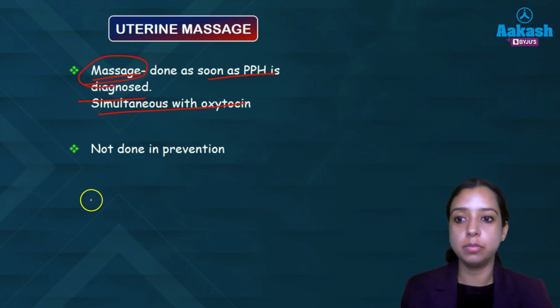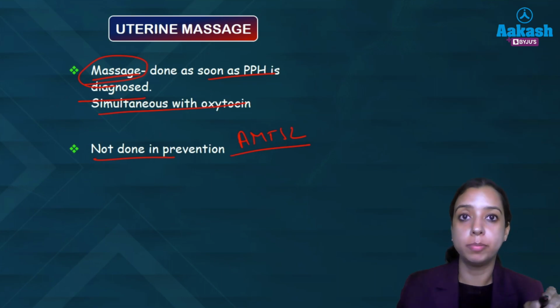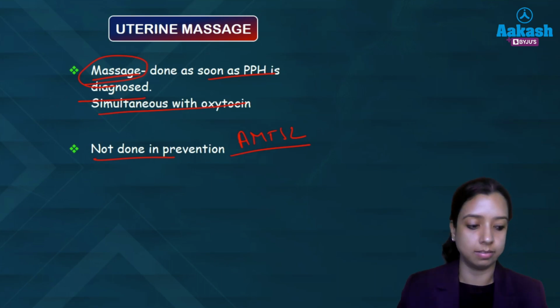No, it is not done in prevention. Why I have specially mentioned this is that it is not done in prevention because in the active management of the third stage of labor, which is done in every patient to prevent PPH, massage is not an option. Uterine tone assessment is there. You will assess the tone, and if it is getting atonic, then you will do massage. So massage is not for prophylaxis, right?